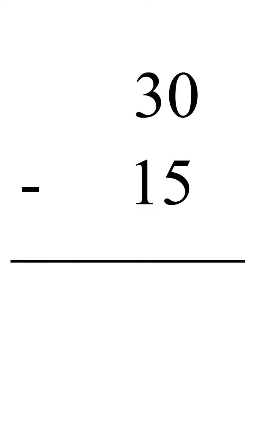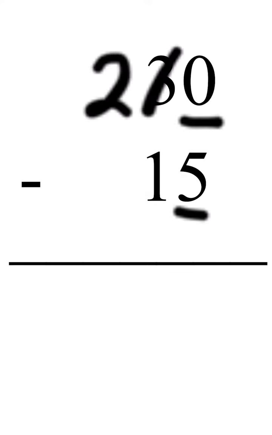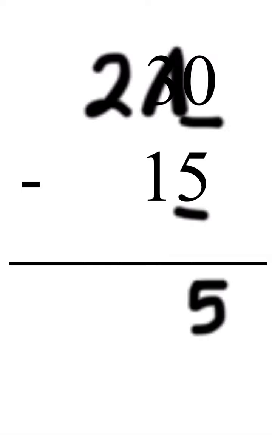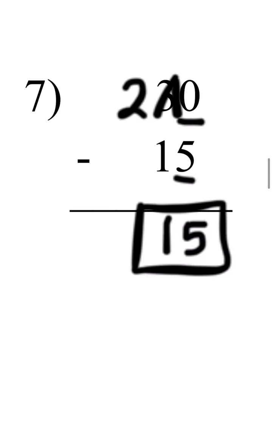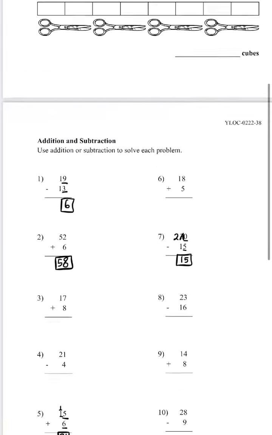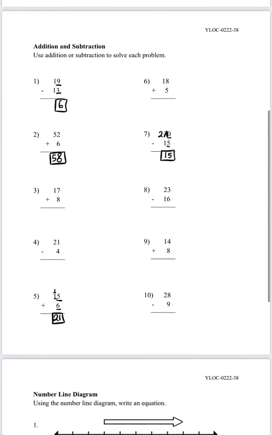For number 7, we have subtraction, and we need to first subtract the numbers that are on the ones place. However, 5 is greater than 0, so we need to borrow from 3, which becomes 2, and 0 becomes 10. Now, 10 minus 5 is 5, and 2 minus 1 is 1. Therefore, 15 is the answer for number 7. Let's look at number 10.